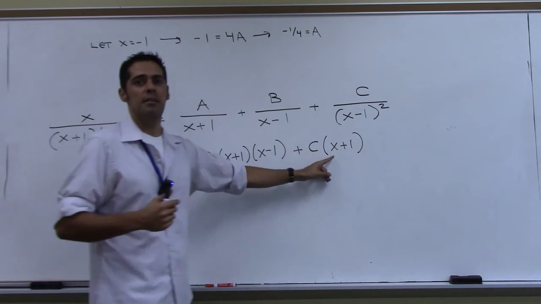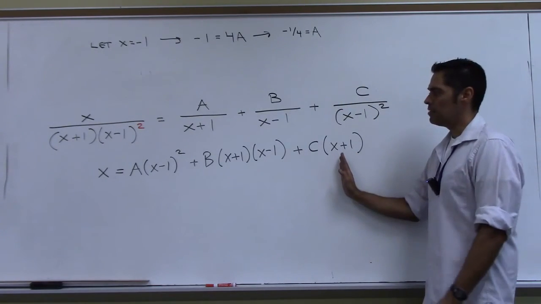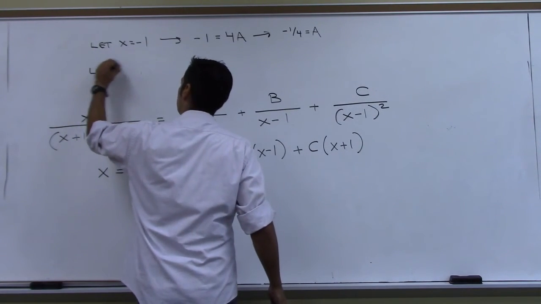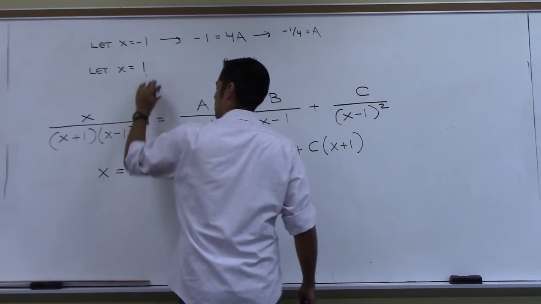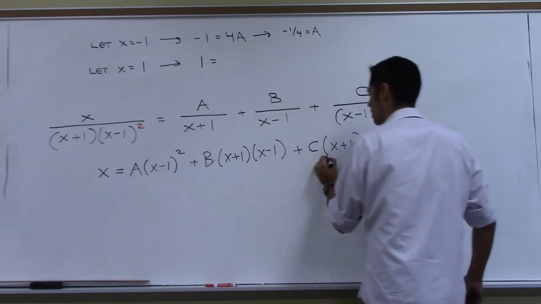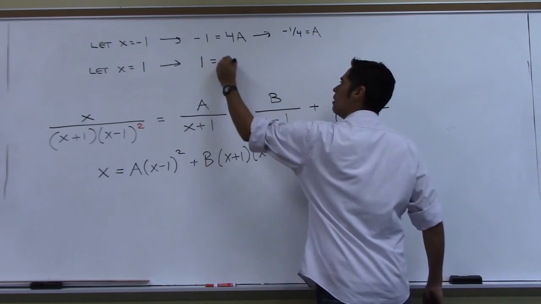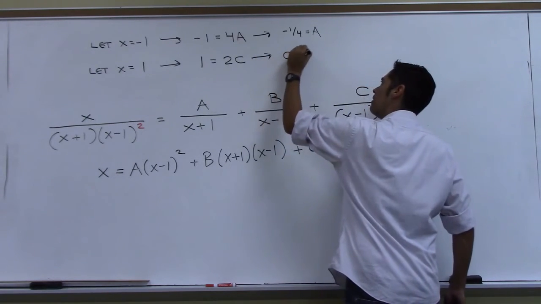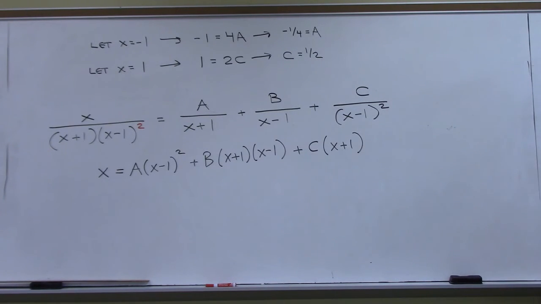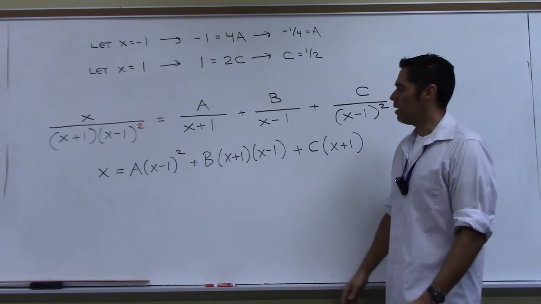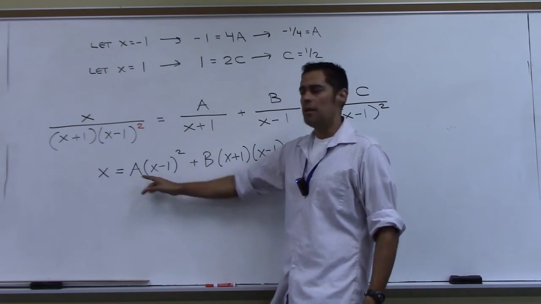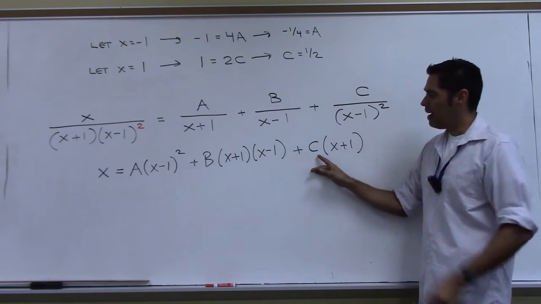So let's try and get c. Can we get c? How can I get c? By letting x be what? 1? Let x be 1. And if x is 1, we get 1 equals, gone, gone, what, 2c? So c is a half. But how are you going to get b? You want to replace a right here with -1/4, and then you want to replace c here with 1/2, and then what?